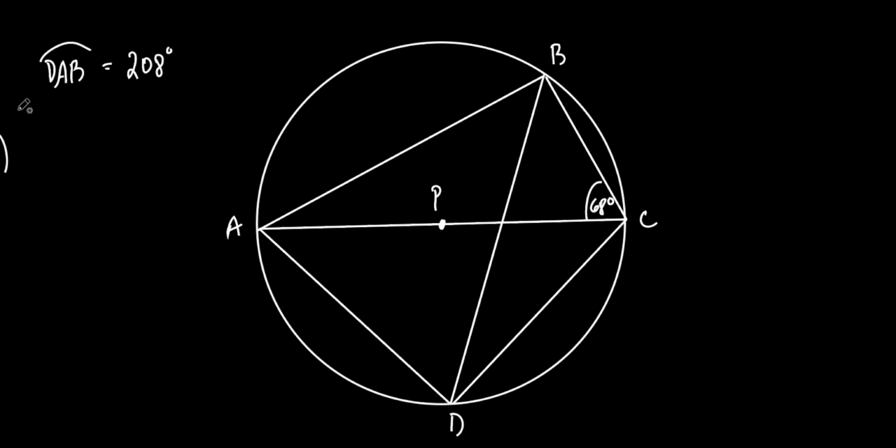So find 3 things. Part A, find angle ABC. Part B, angle BDC. And then part C, angle DAB.